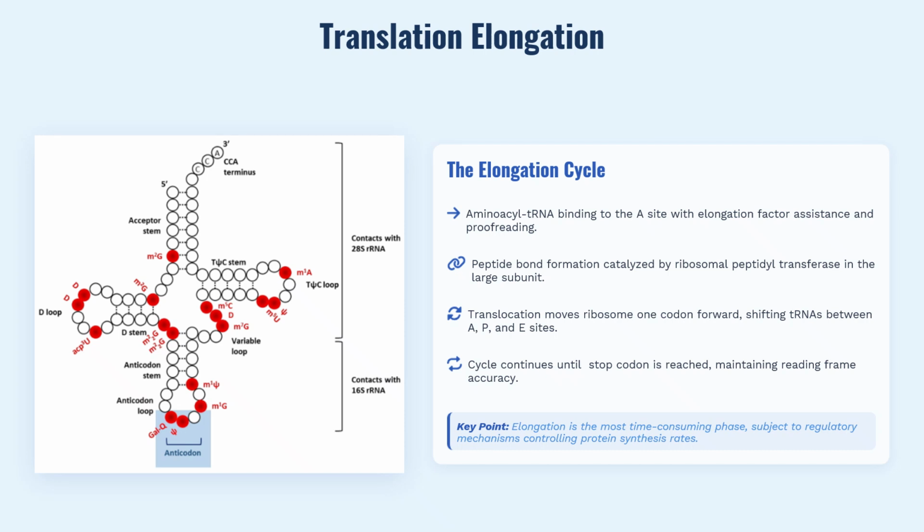accuracy through proofreading mechanisms. Peptide bond formation occurs when the amino acid in the P site is transferred to the amino acid in the A site, catalyzed by the ribosome's peptidyl transferase activity. Translocation moves the ribosome one codon forward, shifting tRNAs from A to P to E sites. The process continues until a stop codon is reached, with the ribosome maintaining reading frame accuracy. Elongation is the most time-consuming phase of translation and is subjected to various regulatory mechanisms that control protein synthesis rates.